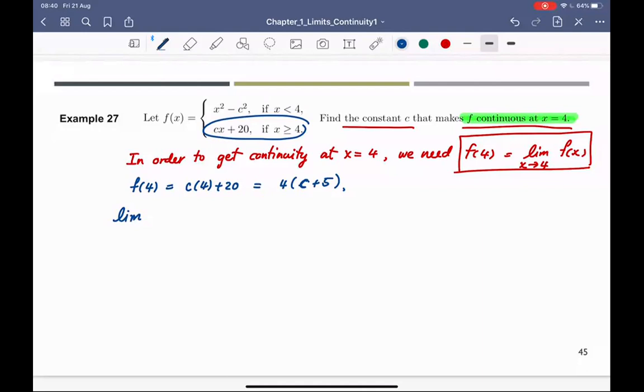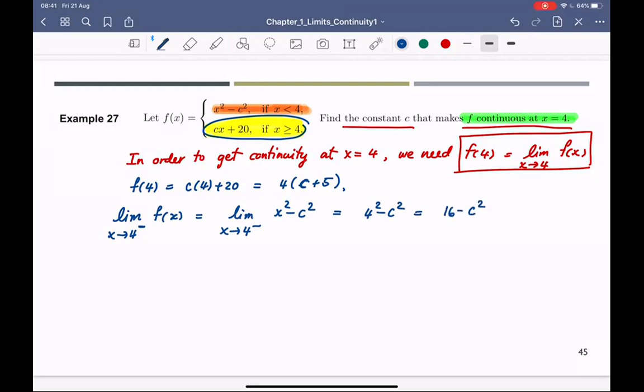To compute the limit now, you need to do the one-sided limit, because for the right-hand limit, you're going to use the one that I highlight in yellow. The left-hand limit, you're going to use the one that I highlight in orange, right? They use different functions. So we're going to do when x goes to 4 from the left. That means limit x goes to 4 from the left, which is x squared minus c squared. And then I can plug in number 4 into the function now. So this is 4 squared minus c squared, and that is 16 minus c squared.